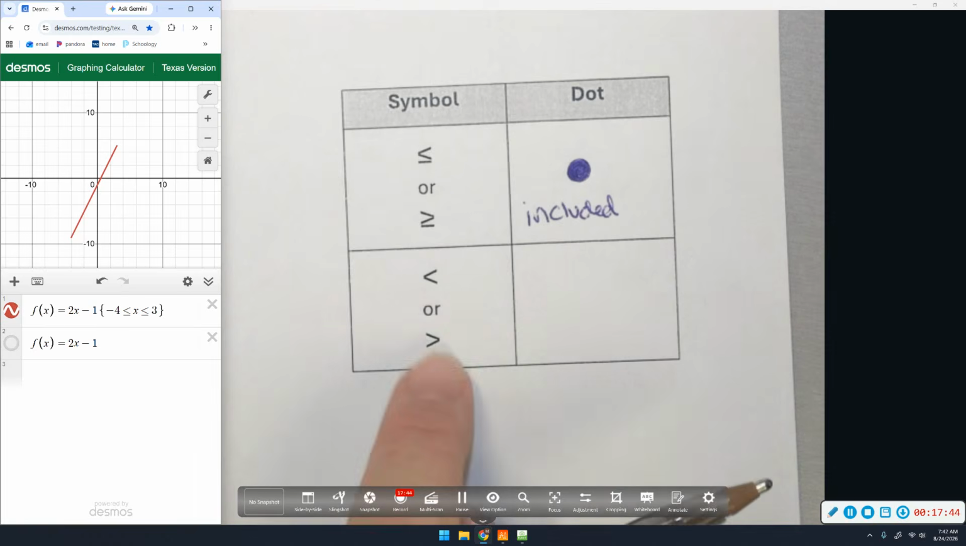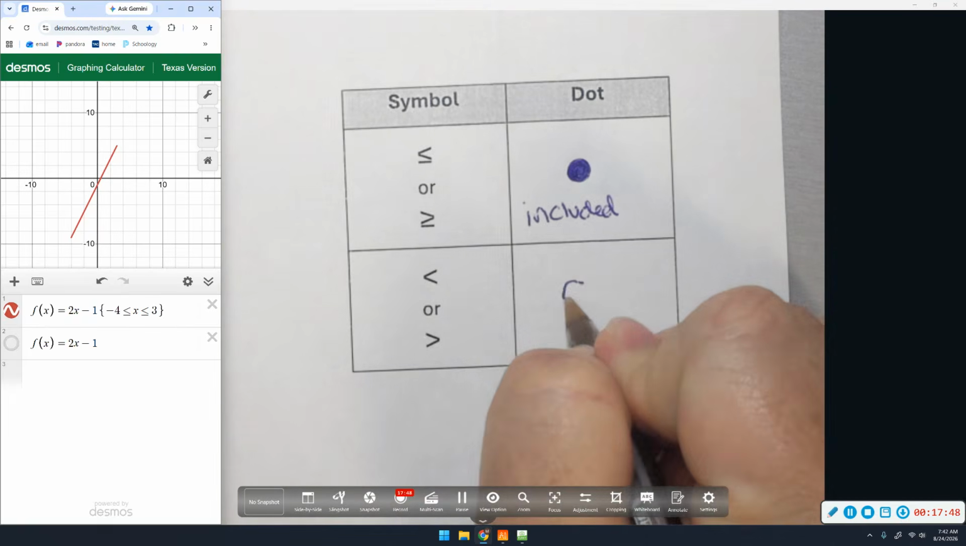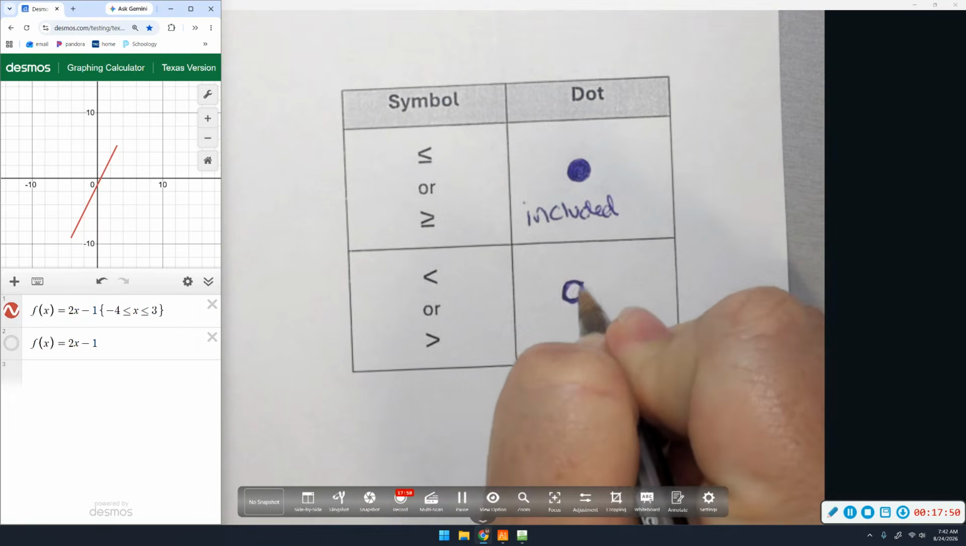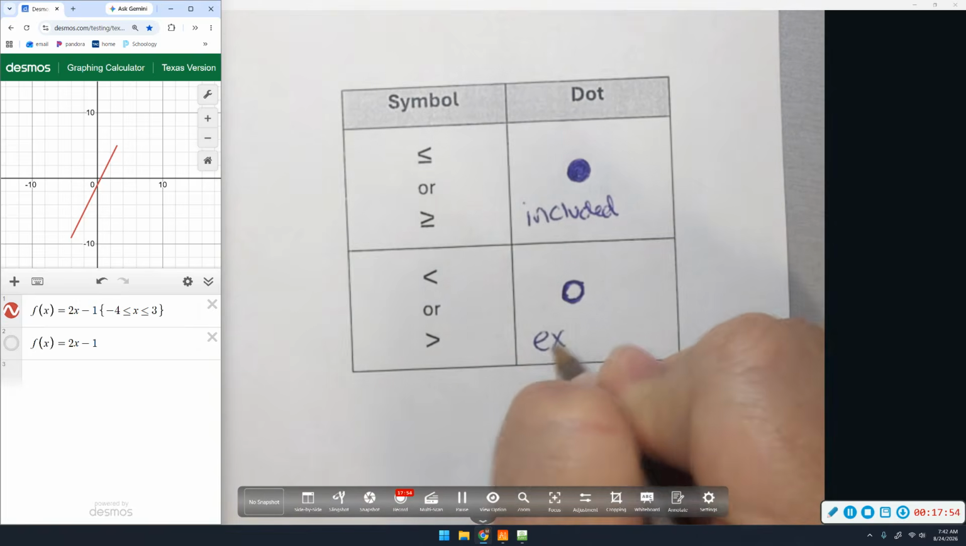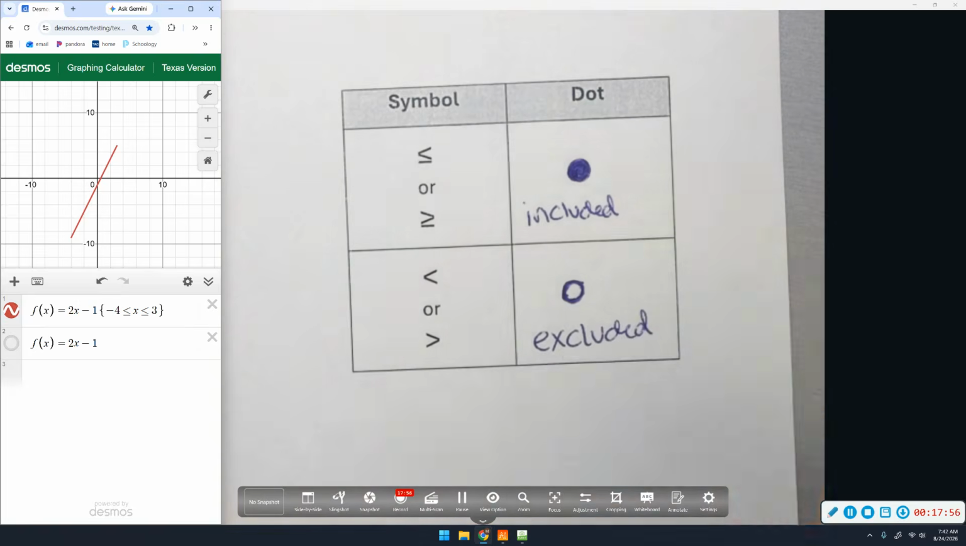Now, do these have an equal to? No. So when we don't have an equal to, we use what we call an open dot. So this means it's excluded from the answers. If I say I have less than $2, can I have $2? No. Can I have $1.99? Yes. So that's what this pretty much means.